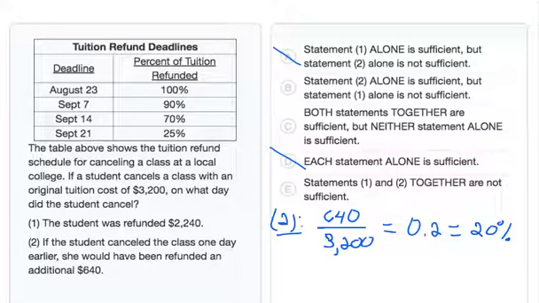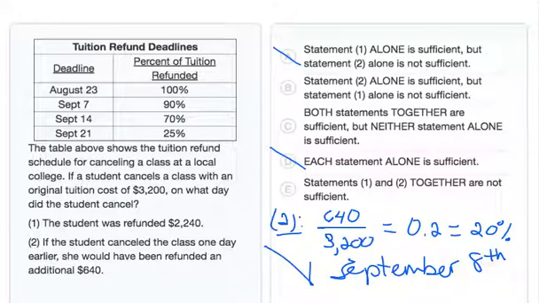From the table, we can see that a refund jump of 20% would have occurred the day after September 7th. So that would actually be September 8th. So this means that the student actually canceled on September 8th. Now, since the question asks us on what day did the student cancel, and we actually have a definitive day, we can say that this statement alone is sufficient. This is enough to actually find the exact day that the student canceled.